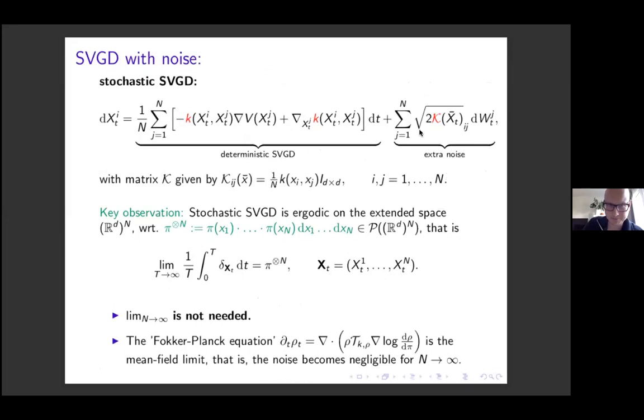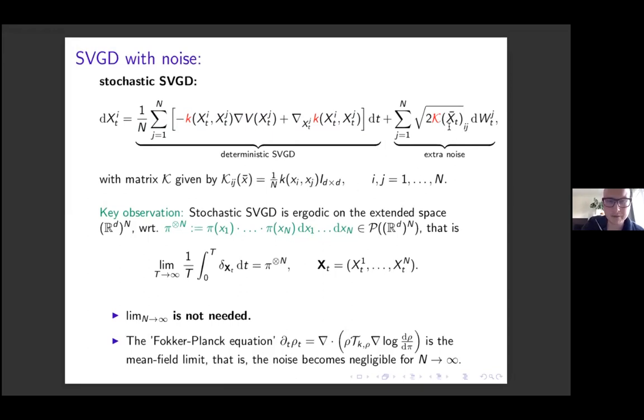So as you remember, this was the deterministic dynamics that we had before. And we can try and inject some extra noise into the dynamics. So why is this good? Well, let's first describe its form. This extra noise has some Brownian motions, and there is a matrix multiplying it, and this matrix is built from the kernel.